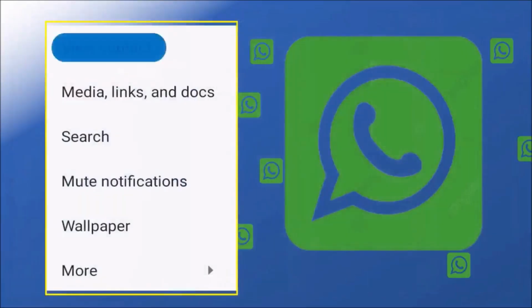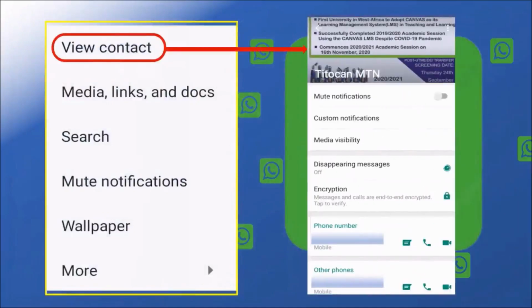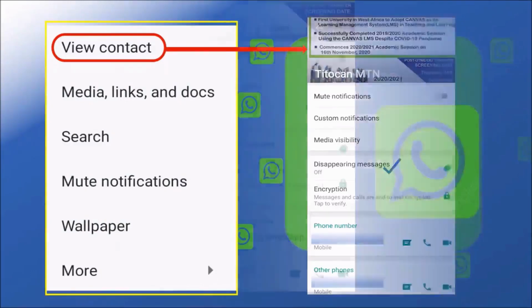Now, view contact. When you click on view contact, this page opens with additional features. On this page, you can see the phone number of this contact, which I have deliberately covered for the interest of this video. And on this page, you can mute notifications, set custom notifications, set media visibility, and set disappearing messages. I will describe them one by one.